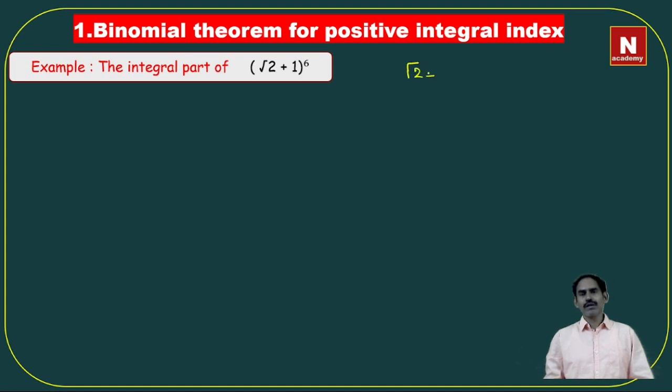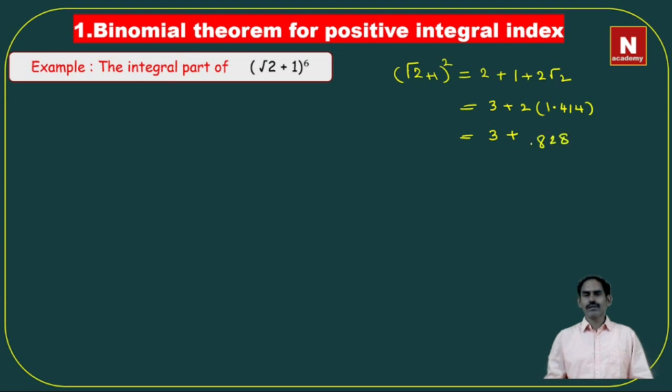For example, take (root 2 plus 1) whole square. If you expand this by using (a plus b) whole square: a square, root 2 whole square is 2, plus b square 1, plus 2ab, 2 root 2. This will be 2 plus 1, 3, plus 2 into root 2 value, 1.414. That implies 3 plus, multiplying these two, 2.828. When you add these two, 5.828.